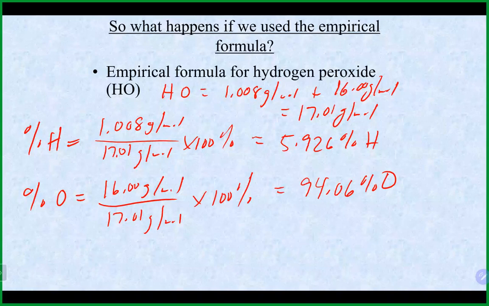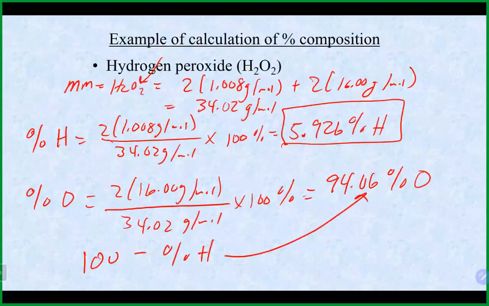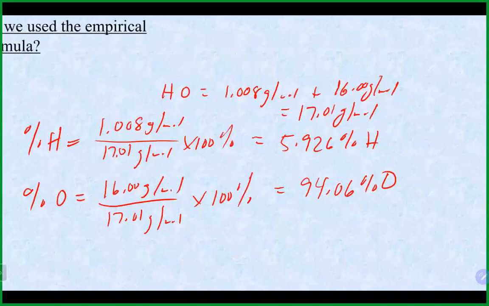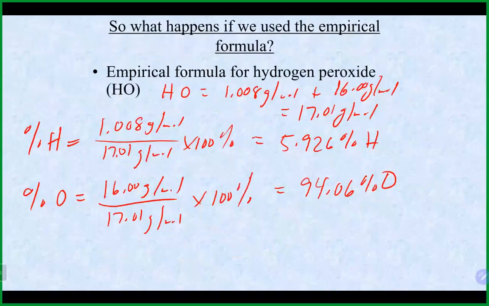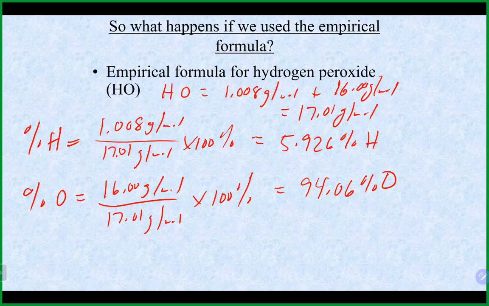But more importantly, between the molecular formula and the empirical formula, are the percent compositions the same or different? They are the same, and that's because the empirical formula is based on the molecular formula. It's just the simplest ratio of what's present. So if you have the same ratio of masses, you get the same percentages. So you can calculate the percent composition for the molecular formula and empirical formula, and they should come out the same.